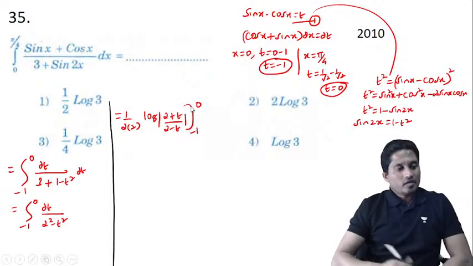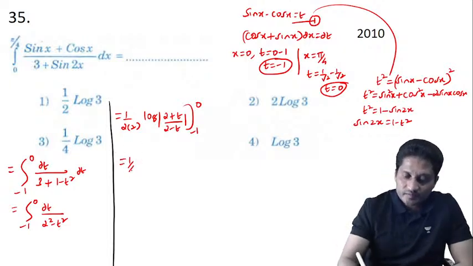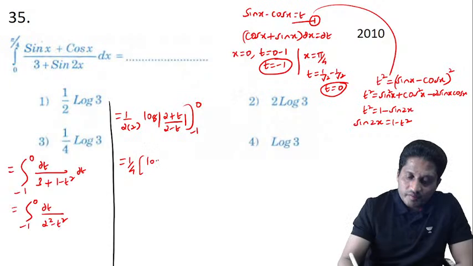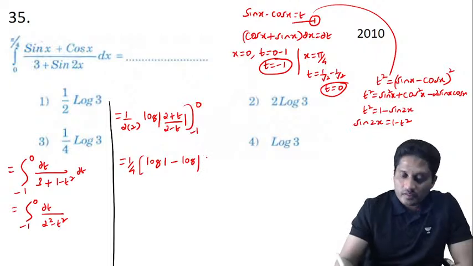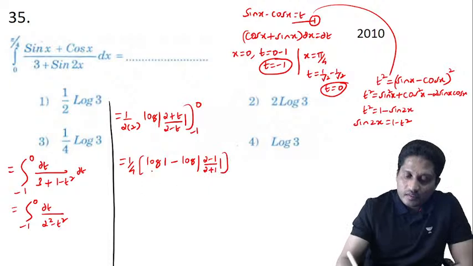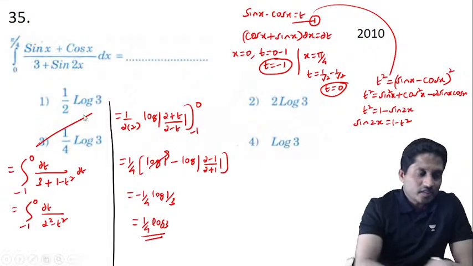Now if I substitute the upper limit, t equal to 0, you will get log 1, minus the lower limit. In place of t, if you put minus 1, you get 2 minus 1 divided by 2 plus 1. Log 1 to any base is 0, minus 1 by 4, this is log of 1 by 3. Minus log x is log 1 by x, so you get 1 by 4 log 3. Answer is option C.